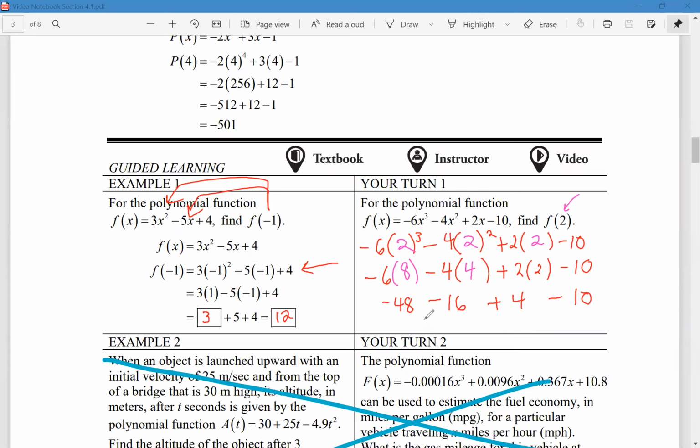-48 minus 16. Oh, shoot, and I don't have my calculator. All right. I'm just adding and keeping the negative sign. 64, that's what I thought. Okay, -64 plus 4 minus 10. Feel free to rearrange them if you like to add the negatives together first, that's fine. -64 plus 4 would be -60. -60 minus 10 would be -70.